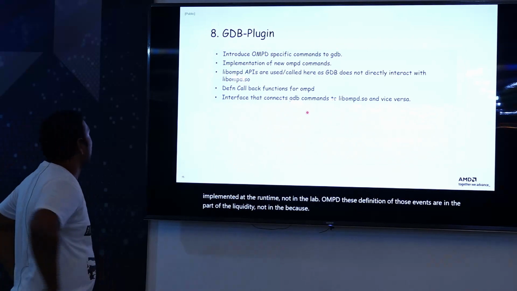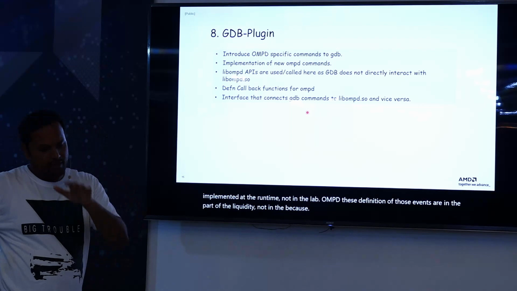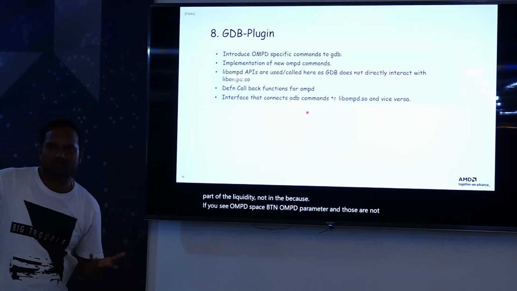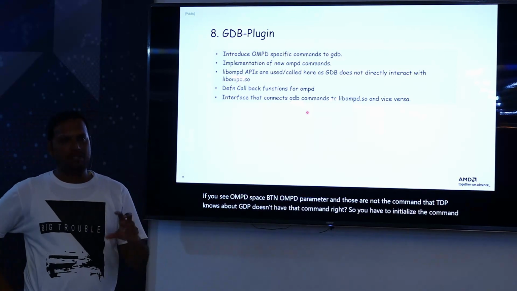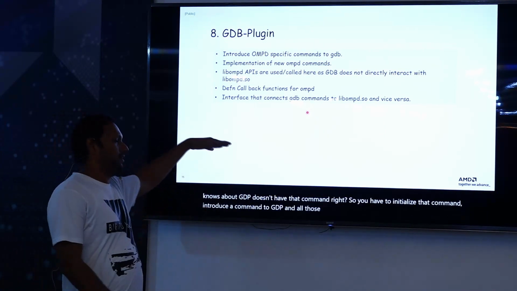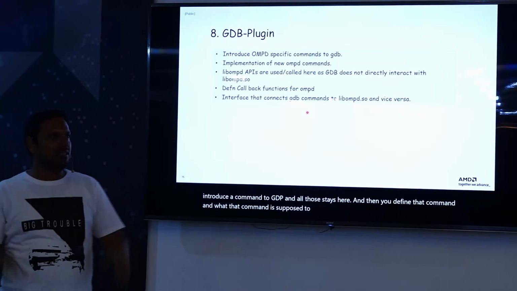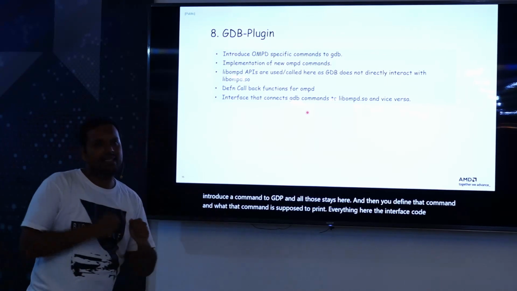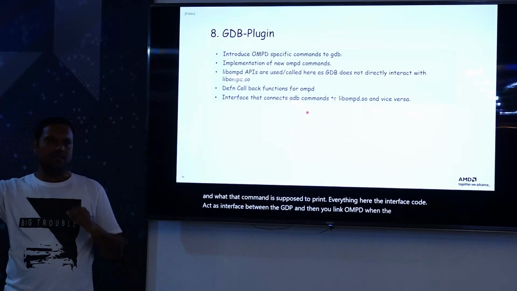Plugin. Here, the plugin has OMPD space BT and OMPD parallel, and those are not commands that GDB knows about. GDB doesn't have that command, right? So you have to initialize that command, introduce that command to GDB, and all of that stays here in the plugin. And then you define that command and what it is supposed to print, everything here in the interface code. Again, this plugin acts as the interface between GDB and libOMPD when libOMPD wants to access libOMP.